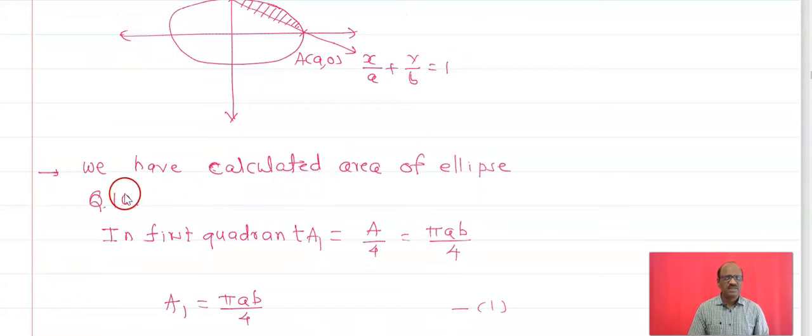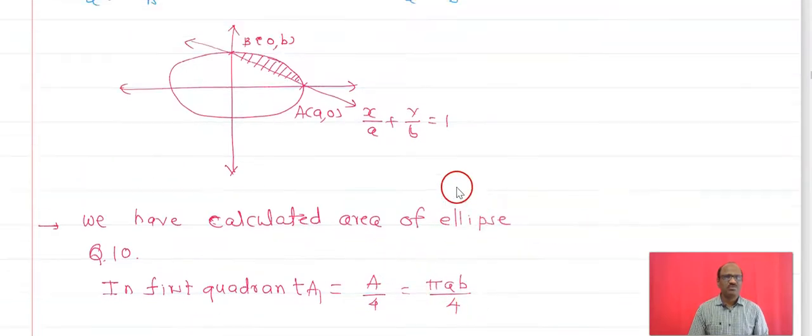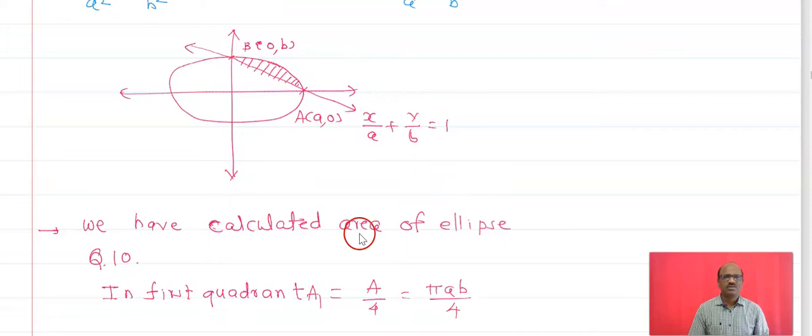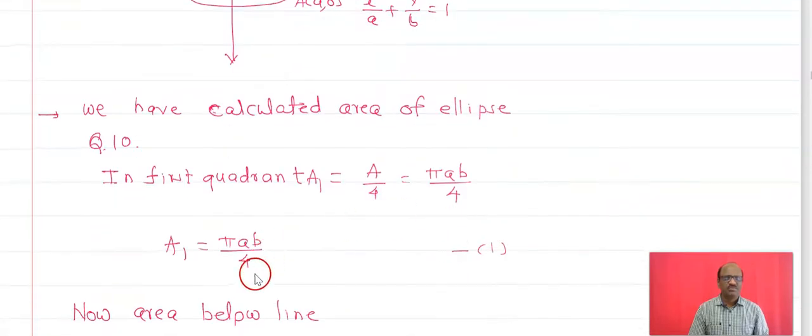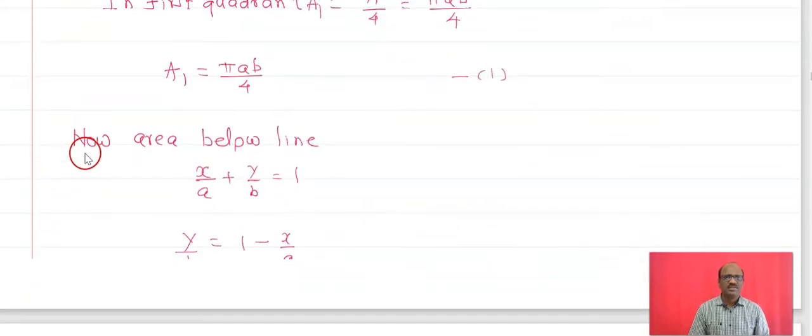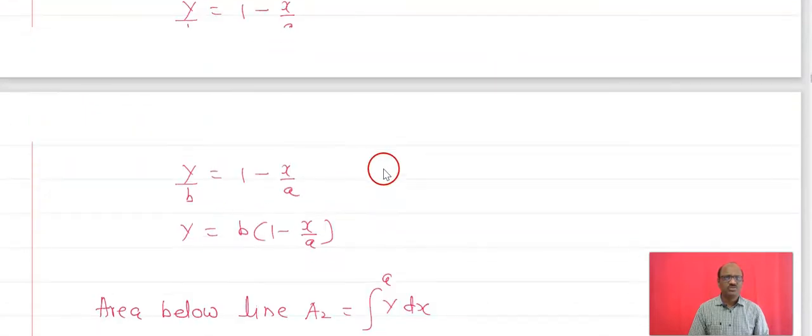Now see this here, we have calculated in question number 10 the area of the ellipse. In the first quadrant, A1 is equal to the area of the ellipse, which is pi a b, but we require it here in the first quadrant, which is one-fourth, so pi a b upon 4. A1 is pi a b upon 4. What about the next? Now the area below the line, x upon a plus y upon b is equal to 1.